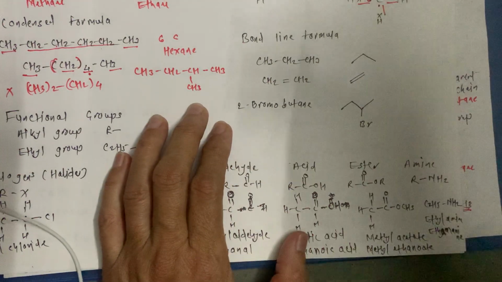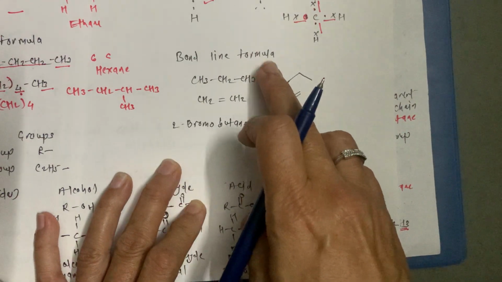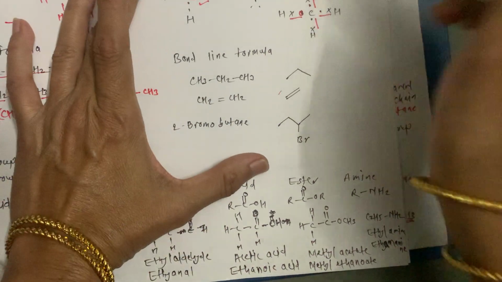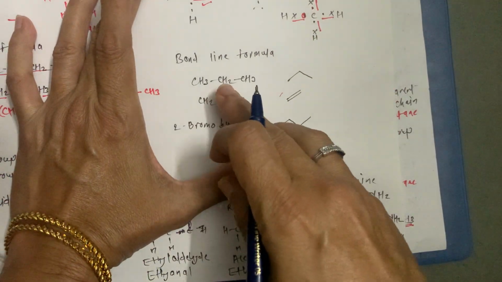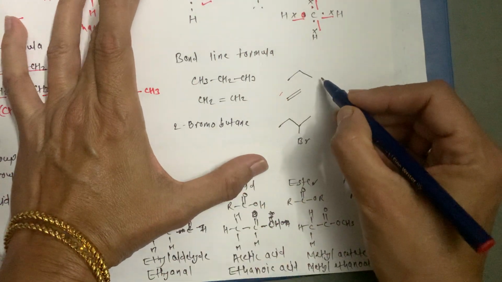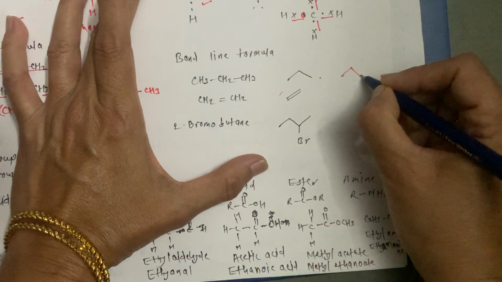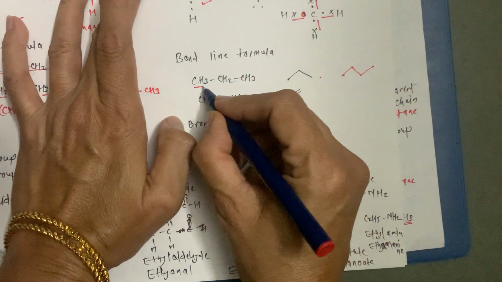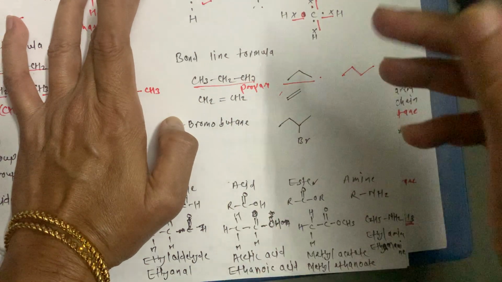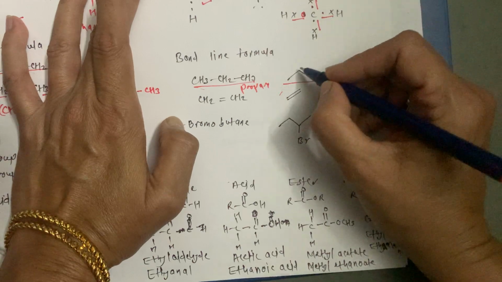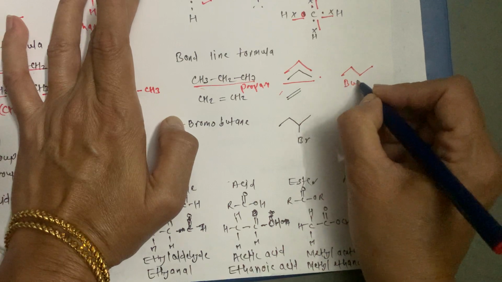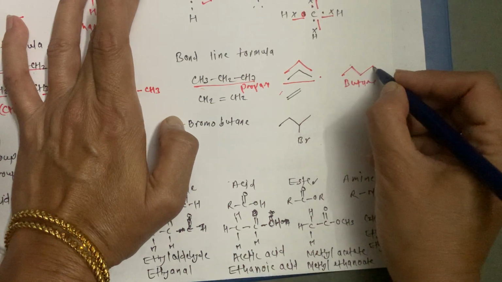Okay, then the next one is the bond line formula. What is the bond line formula? We have to write only the bonds in between carbon and carbon, and those are again in a zigzag manner like this. When there is propane, then the structure is like this, just like a small hill. We should write in a zigzag manner like this. If it is butane, then we can write like this: 1, 2, 3, 4.